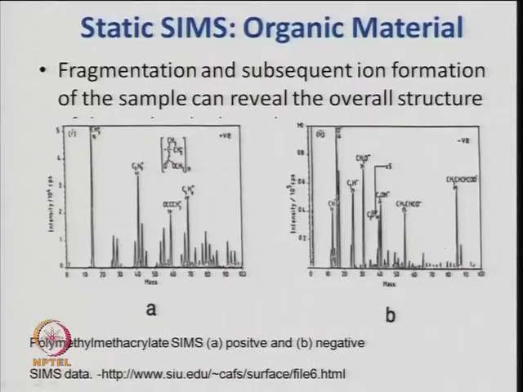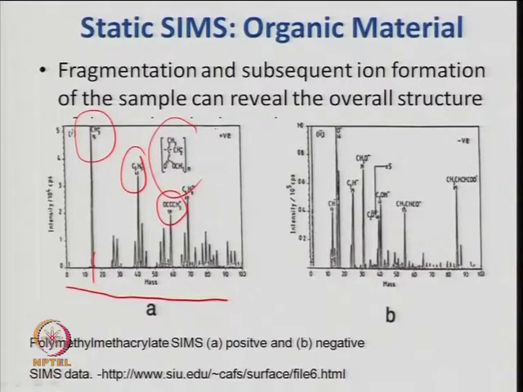So, this is just a picture for static SIMS. In static SIMS you get different masses, in atomic mass units, versus the intensity. Just like in gas chromatography and mass spectrometry, one can correlate these with the corresponding positive ions or the negative ones also. This is for positive and this is for negative, for the same compound, polymethyl methacrylate SIMS.